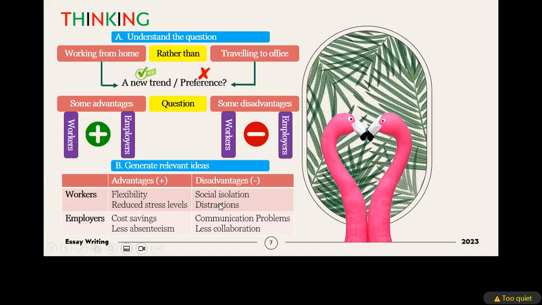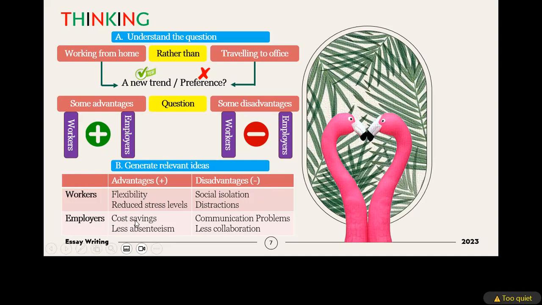Okay, now these are called distractions. Now you see here, my ideas are very simple, and I can write about them, and I can develop them into paragraphs. Now for employers, they may have some benefits when they conduct their business online. So, cost saving. This is very important for employers.